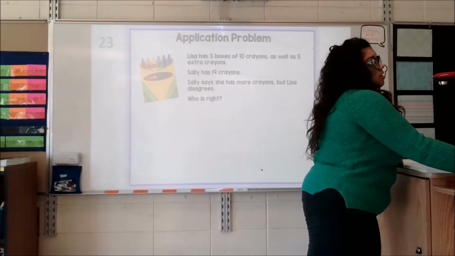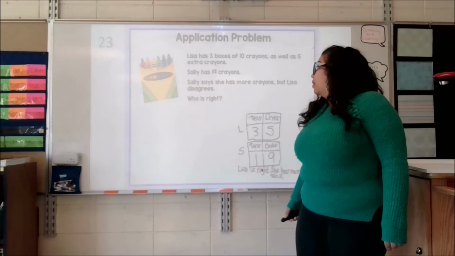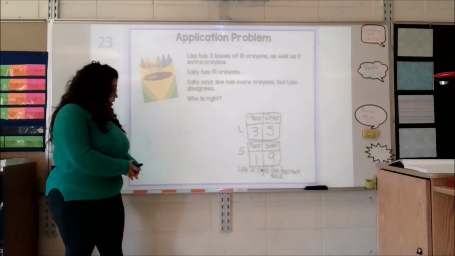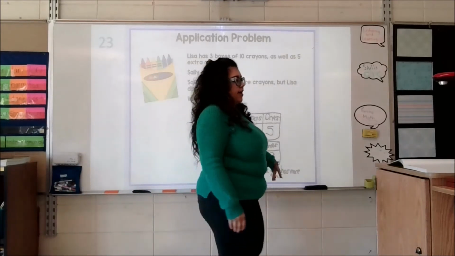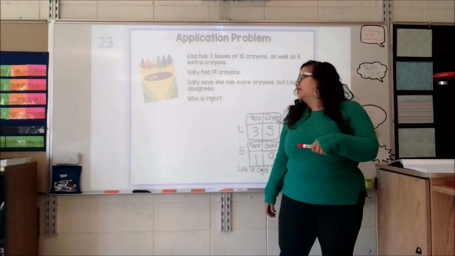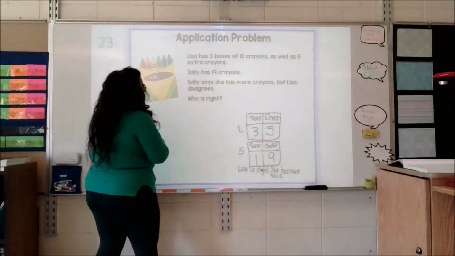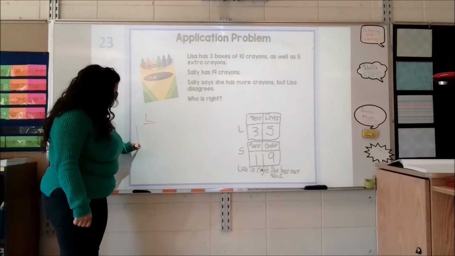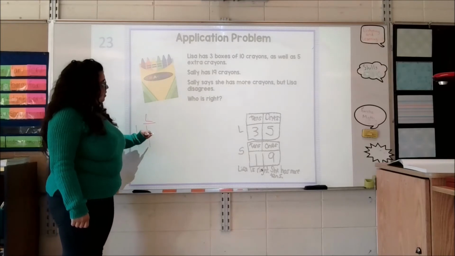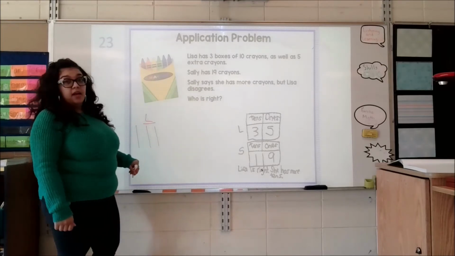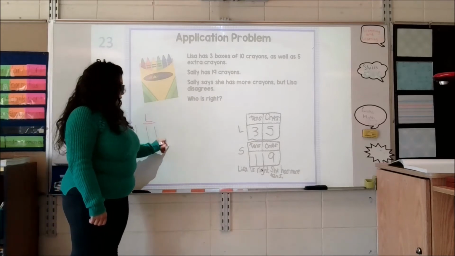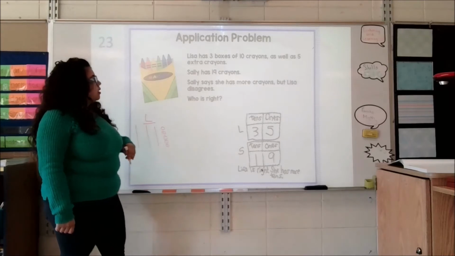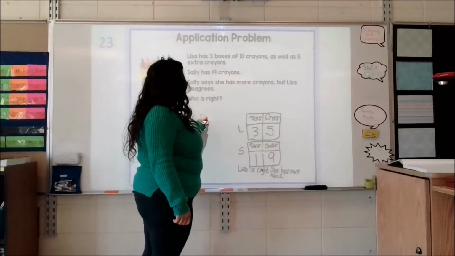Alright, so here's the picture that I came up with. I used place value charts, and we can also do this with pictures. I used place value charts so I could see, and it says Lisa has 3 boxes of 10 crayons. So for Lisa, that is 1 box of 10, 2 boxes of 10, 3 boxes of 10, as well as 5 extra crayons. 1, 2, 3, 4, 5. Cool.